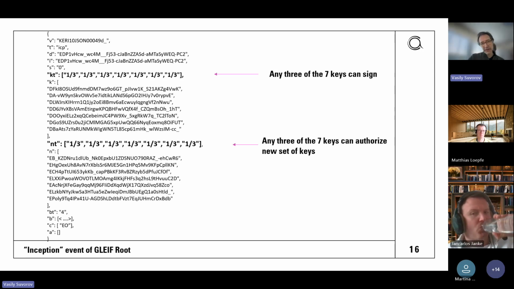With the CESR encoding, for example, the D here means a certain type of key. So it also means that I can rotate to a new type of key or have a combination of different types of keys controlling my event or used by the controllers, which brings this very nice cryptographic agility that does not create problems in terms of malleability or vulnerabilities of the cryptographic signature.